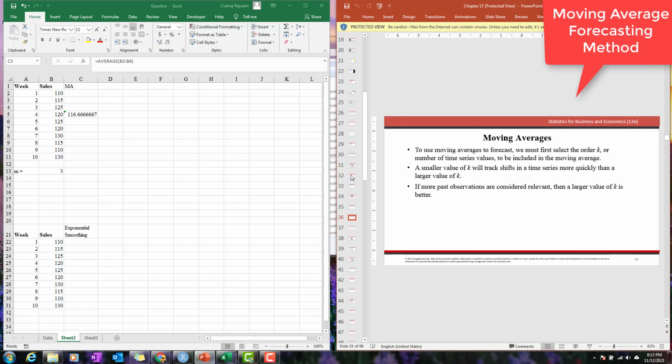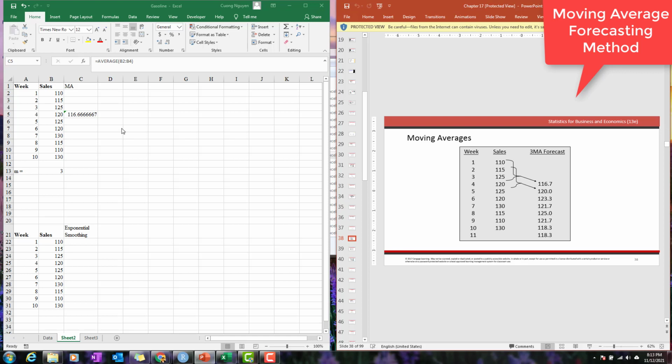Let's do it with the similar moving average. This is the way to calculate the moving average of the next period with the order m equal to 3. Our work is just to copy all the data. Actually we can measure the forecast for the next period, like week 11, even when we only have data up to week 10. We can still forecast week 11, that's one period ahead.